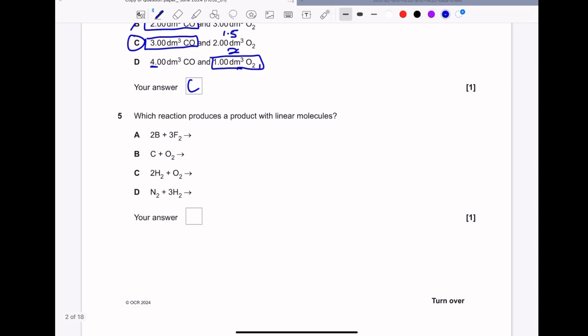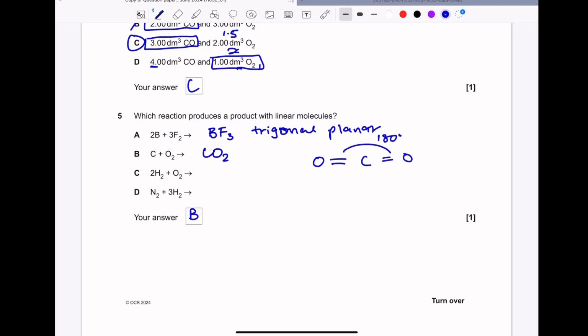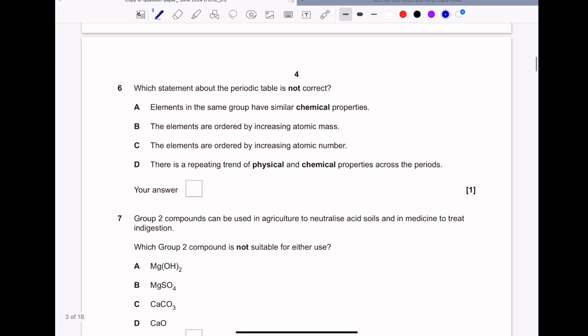Question 5 is which reaction produces a product with a linear molecule? So this one would make BF3. That is not linear. That is trigonal planar. Carbon plus oxygen, well, that would give us CO2. That is linear because the bond looks like this, and that's 180 degrees, so the answer is B. This one would make water. Water is bent, and this makes ammonia. Ammonia is pyramidal shape.